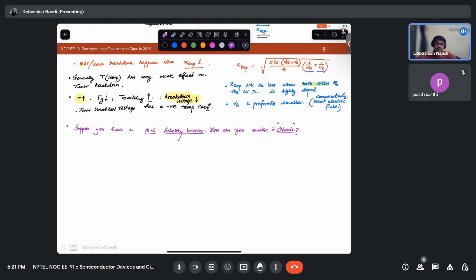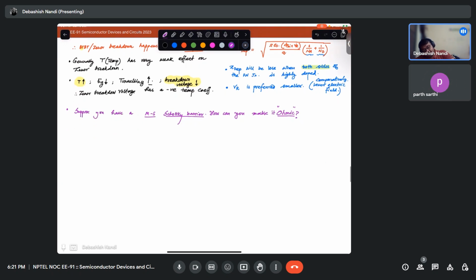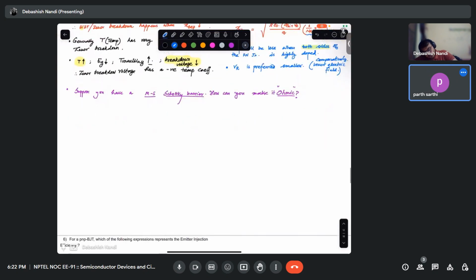Did you understand the question? There is a metal semiconductor Schottky barrier, right? So there will be some metal and there will be some barrier. Sir, same, increase the doping. Okay, go on. So what will happen if we increase the doping? Then the width will be decreased.